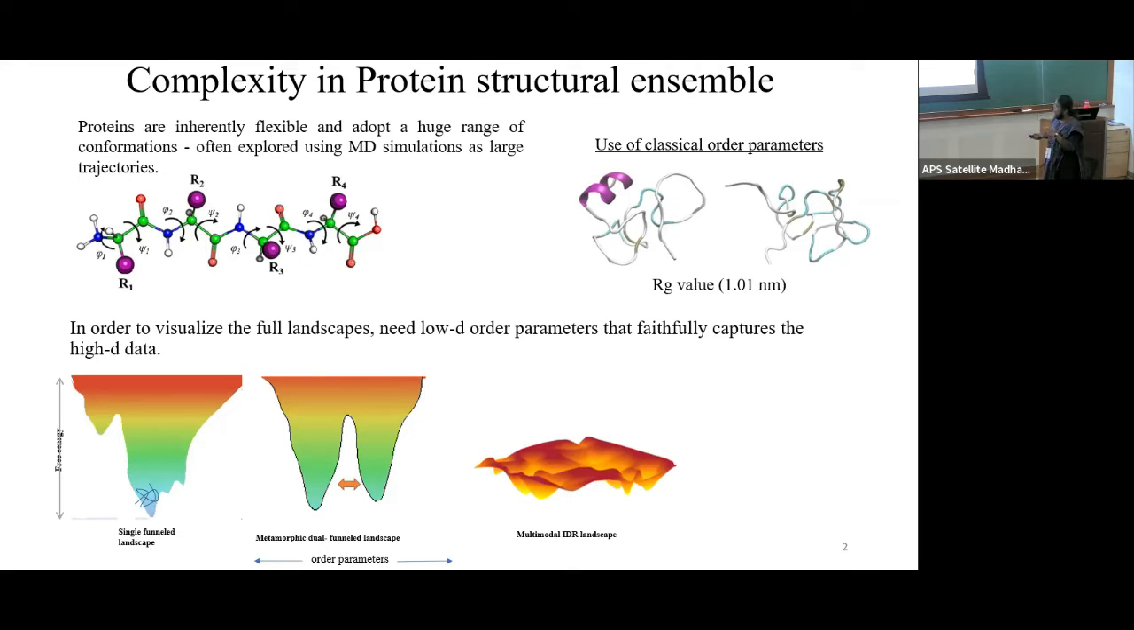So from the process of sampling to the visualization of this landscape, it all depends mainly on the order parameter that you are choosing for representing these landscapes. If you think about the classical collective variables or order parameters like RG or the RMSD, you can get completely different structures for the same RG value or the same order parameter. So using these order parameters can be a poor choice for representing your free energy landscape.